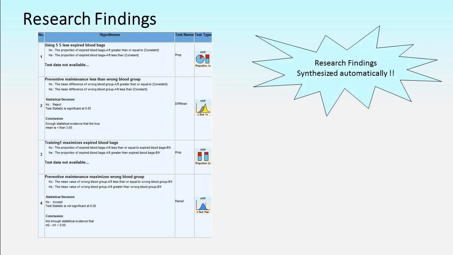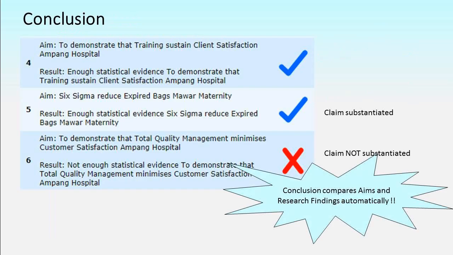It detects all the tests you have conducted and summarizes the sub-research statement, null and alternate hypotheses, the statistical decisions, and the conclusions. It can also detect if your test is not populated with data and prompts test data not available. Cascading from the research findings, AsterWrite compares the aims and the results for each research or sub-research statement.